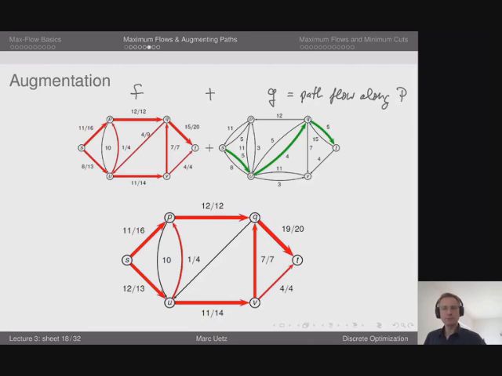So let's make a few checks and balances. We started with a flow here, with a flow value 11 plus 8, which was 19. We were augmenting the flow along this path by how much? Well, the residual capacity of the path. So that was 4. And hence we should obtain a flow with value 19 plus 4, that is 23. And this is also true. So if I look at the outgoing flow for vertex S, that is 11 plus 12, which is 23.